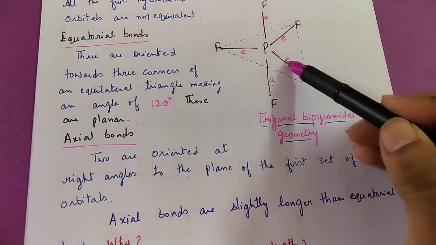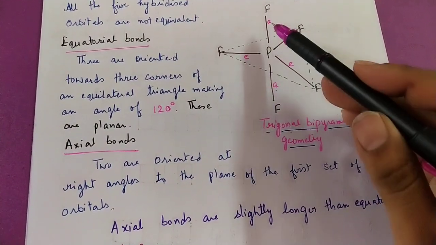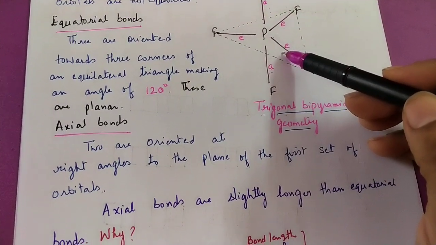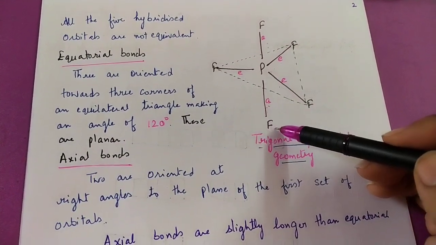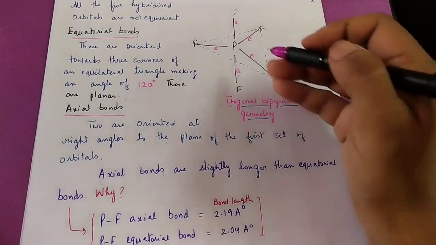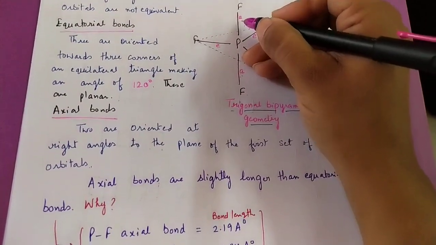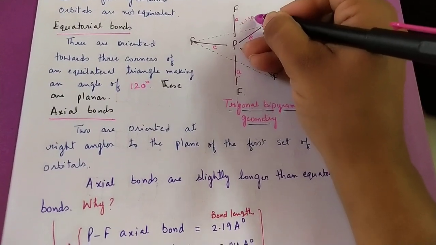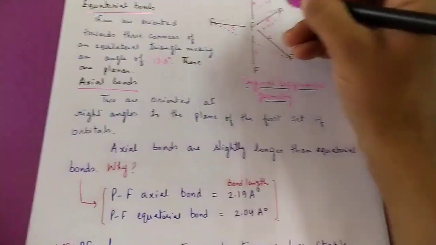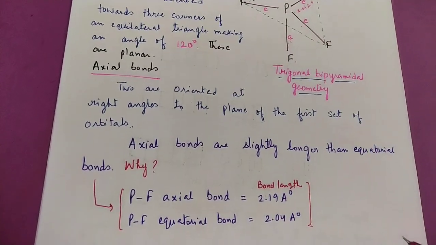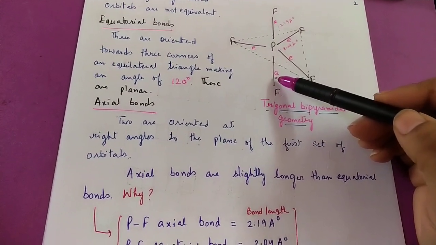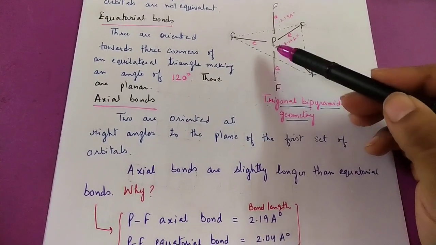Then the other ones are the axial bonds. The 2 axial bonds are oriented at right angles to the plane of the first set of orbitals. You can see the axial bonds are slightly longer than the equatorial bonds. The P-F axial bond length is 2.19 angstrom, and that of the equatorial is 2.04 angstrom. Why is this so? The axial bonds experience greater repulsion from other bonds than the equatorial bonds.